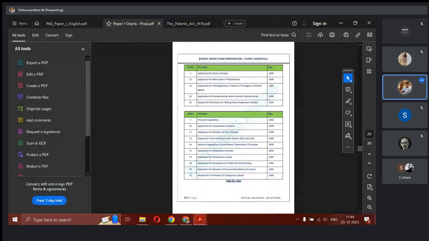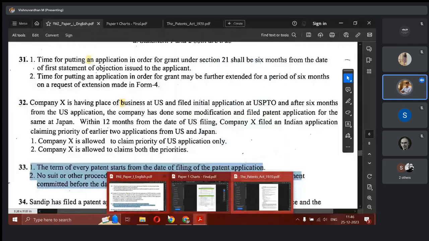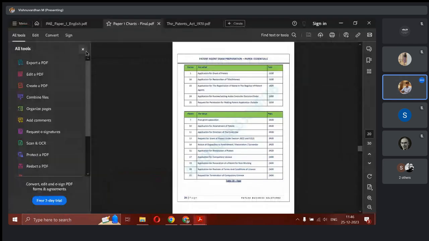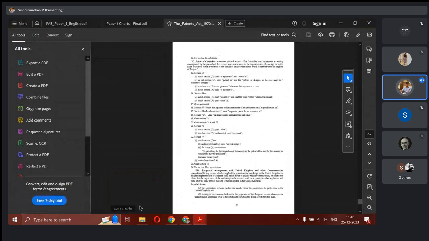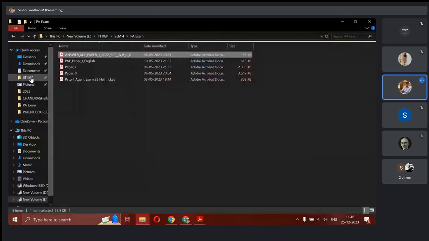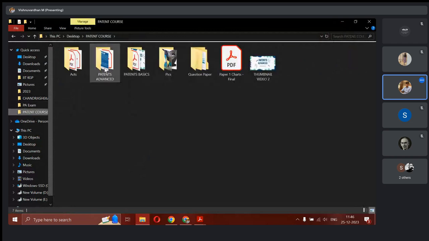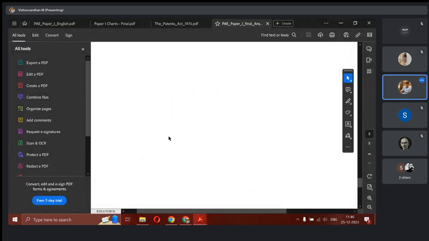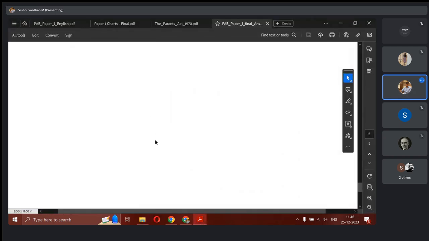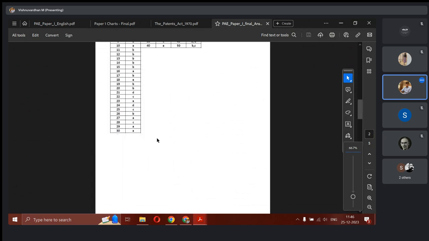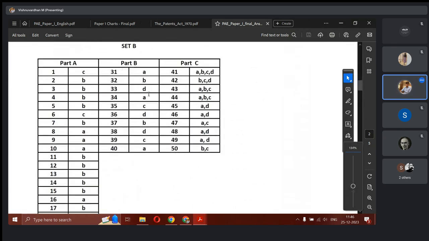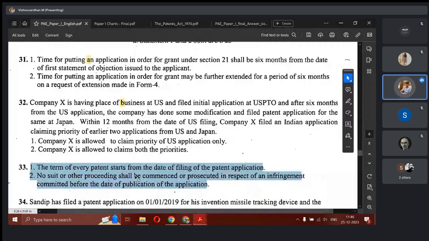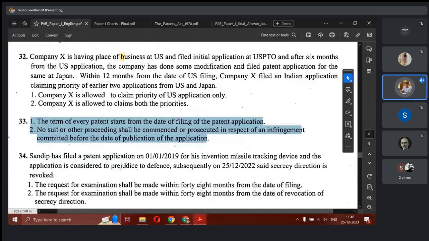So let's just proceed. Where is it? I closed it. Just a second. Set B, 33 is D. Okay, so we are right again. So we have made one question wrong in this, right? So we have lost one more mark.